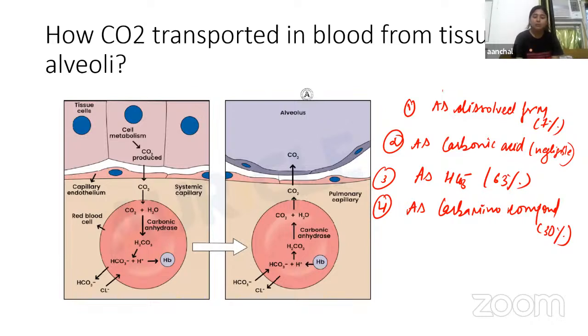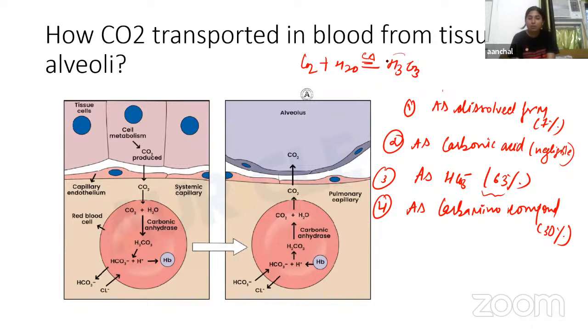Now, next we have bicarbonate. So approximately 63% is transported as bicarbonate. From plasma, carbon dioxide enters the RBCs, and in the RBC, carbon dioxide combines with water to form carbonic acid. Okay. Whenever this carbonic acid forms, the reaction inside RBCs is very rapid because of an enzyme, that is carbonic anhydrase. Now, this carbonic anhydrase is present only inside the RBCs, not in the plasma. That is why carbonic acid formation is 200 to 300 times more compared to the plasma.